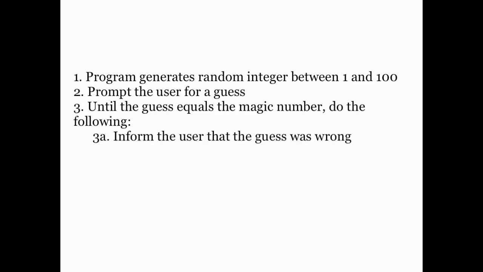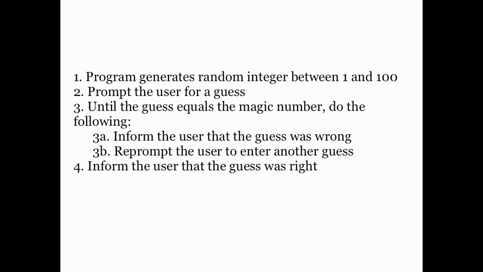We're going to first tell the user that the guess was wrong, and then re-prompt the user to enter another guess. And we're just going to keep looping through this procedure until the guess equals the magic number. Then when we break out of the loop, that means that the user has finally guessed the magic number. So we're going to inform the user that the guess was right and then stop. So let's go over to MATLAB and write this up.